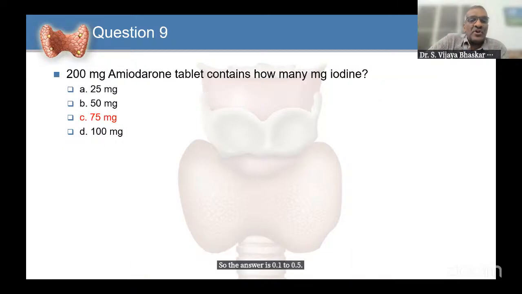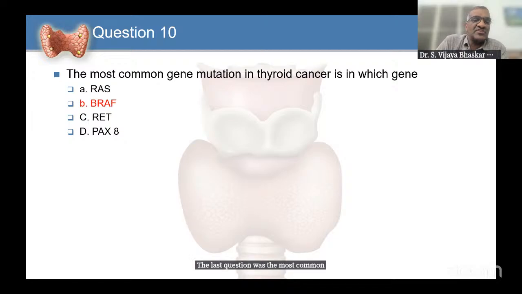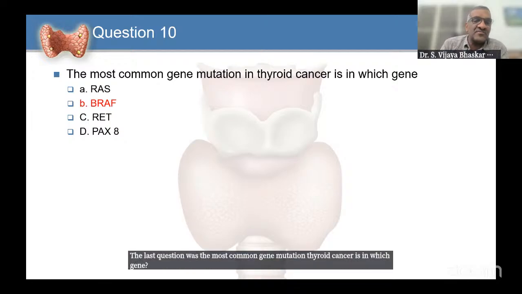200 milligram amiodarone tablet contains how many milligram of iodine? The correct answer is 75 milligrams. The last question was: the most common gene mutation in thyroid cancer is in which gene? The correct answer is BRAF gene.